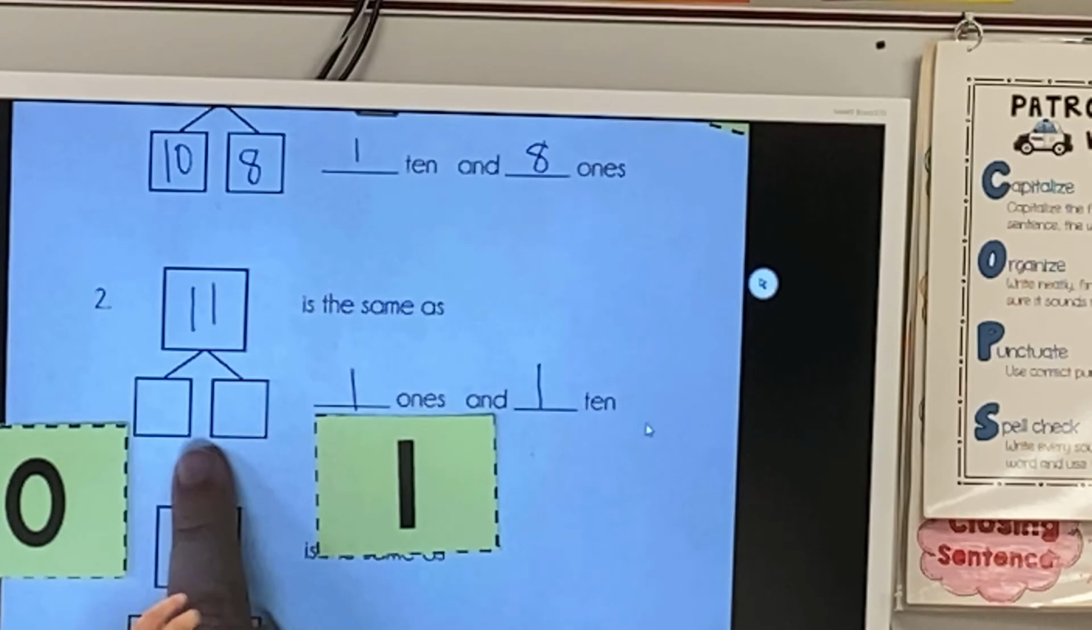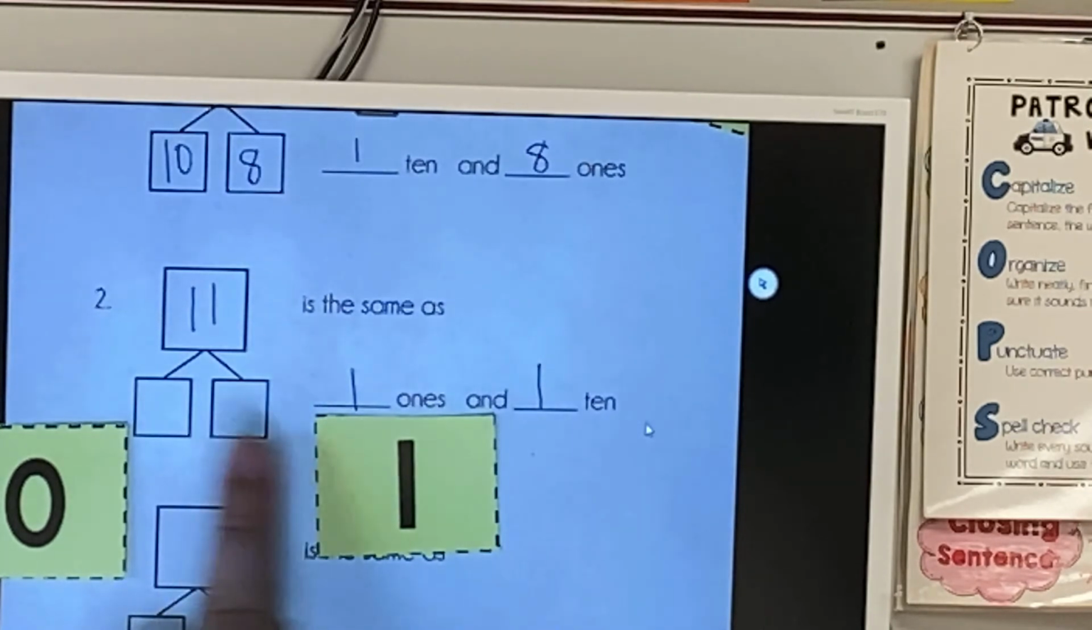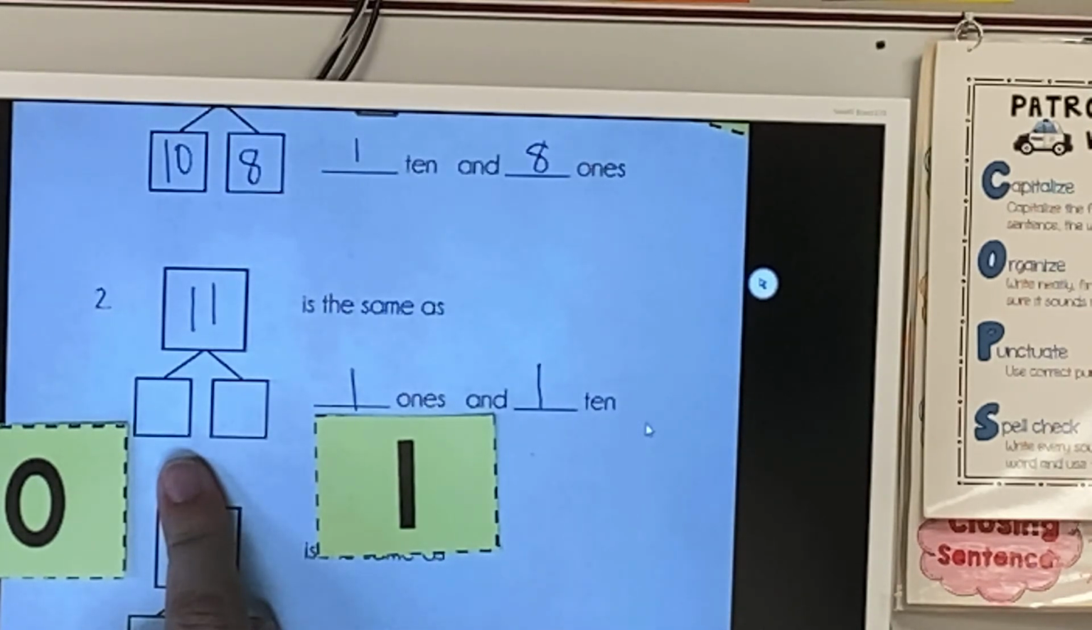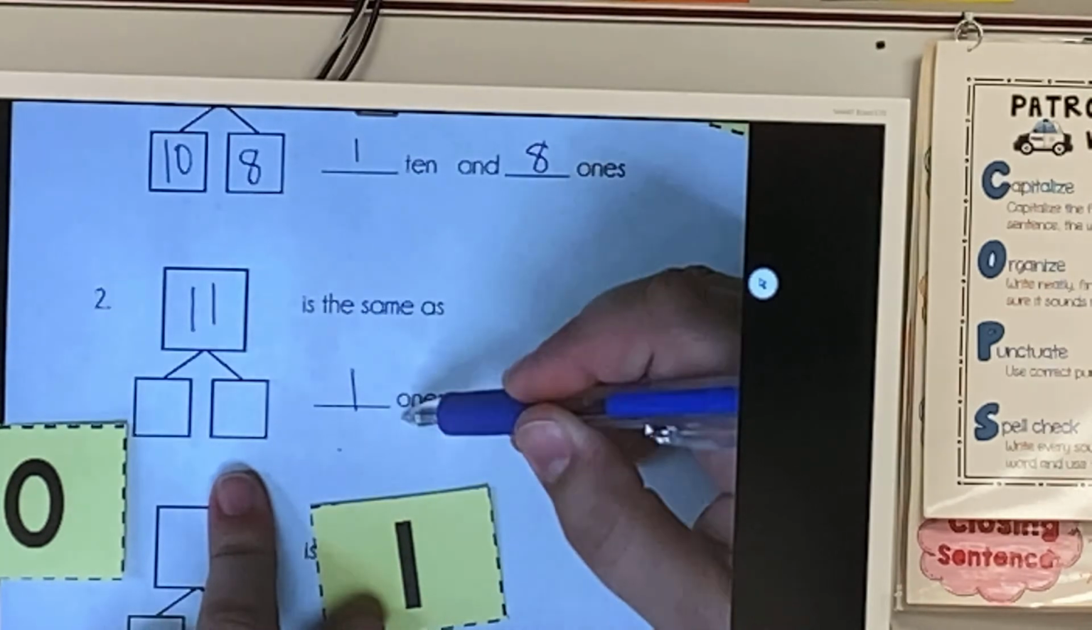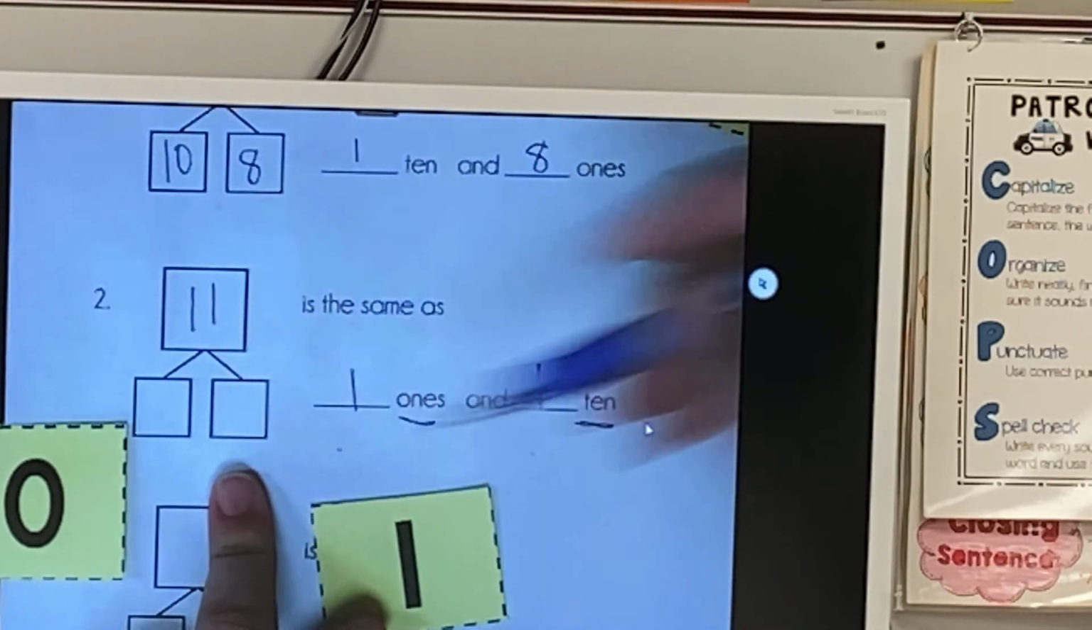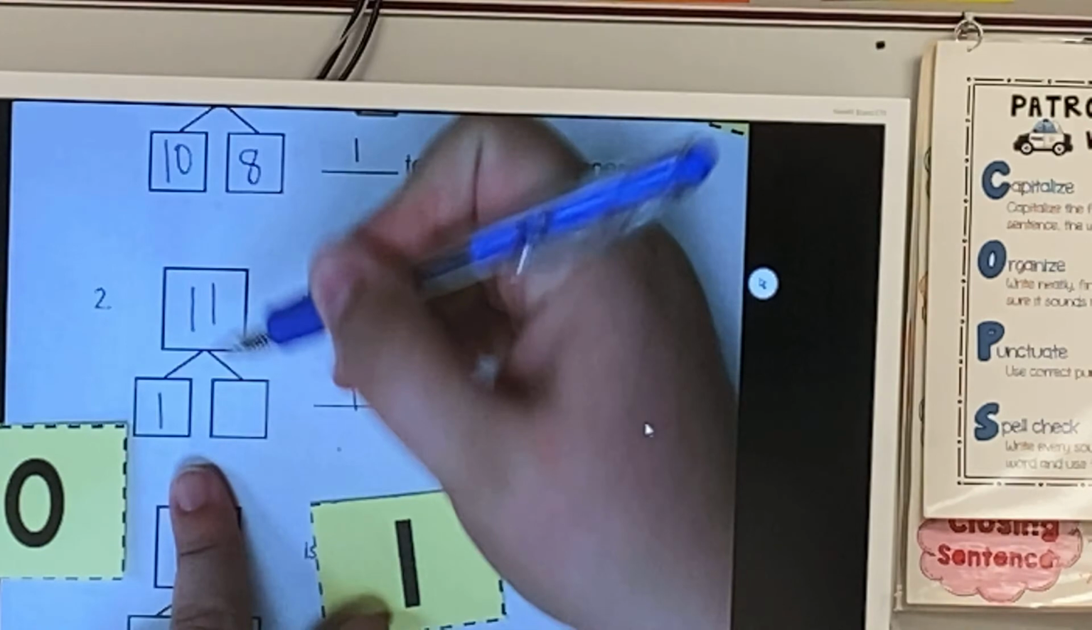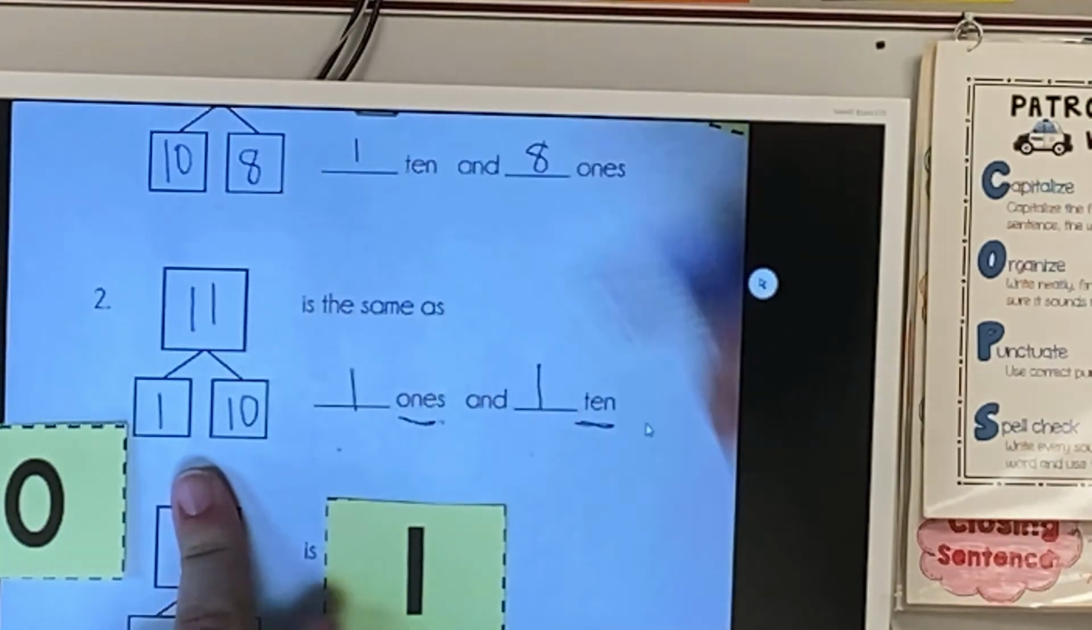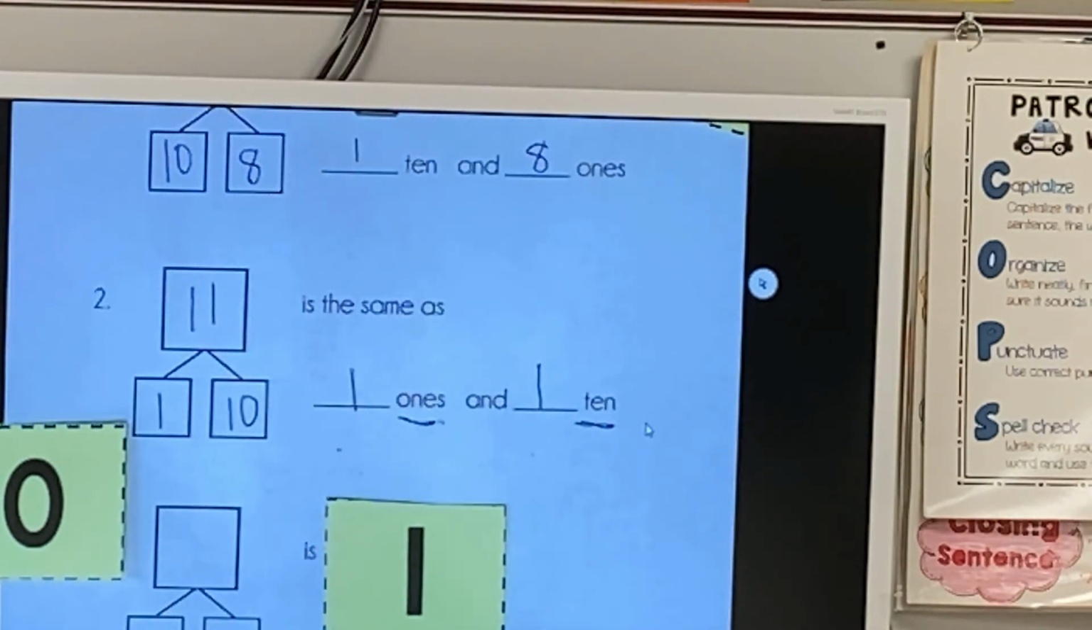Christopher. What two numbers make up 11? 10 and 1. But you know what? Since they wrote the 1s over here and the 10 over here, can I do it this way? Can I write 1 and 10 over here? Yeah. What is 1 plus 10? 11. What is 10 plus 1? 11. Does it matter which way I write it? No. No, it does not.